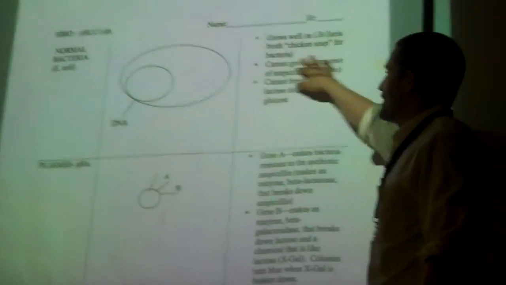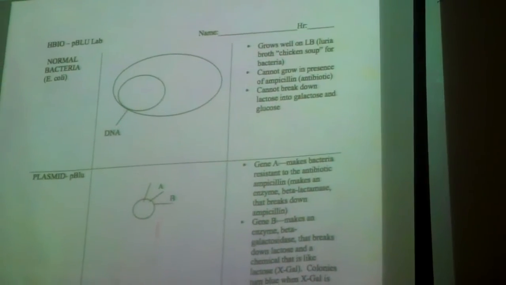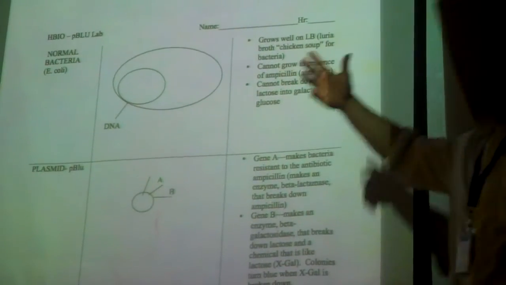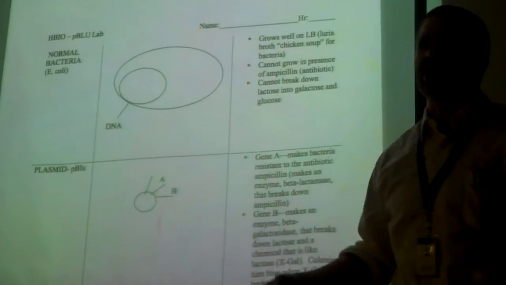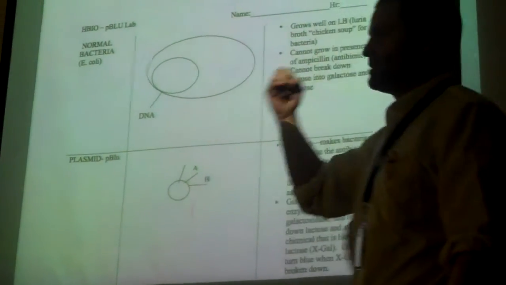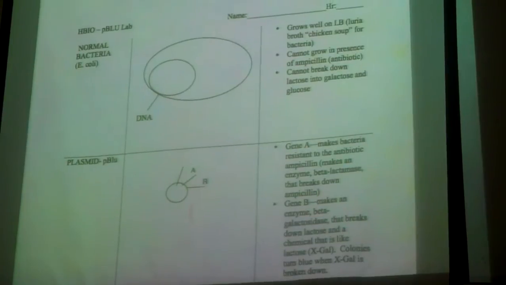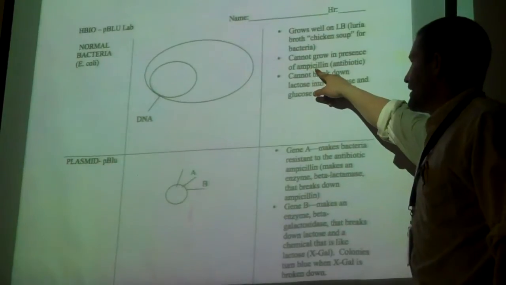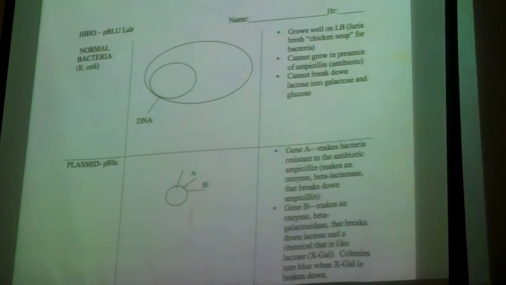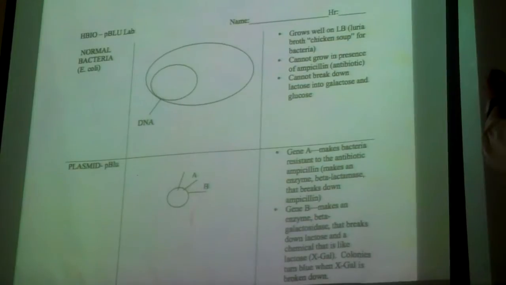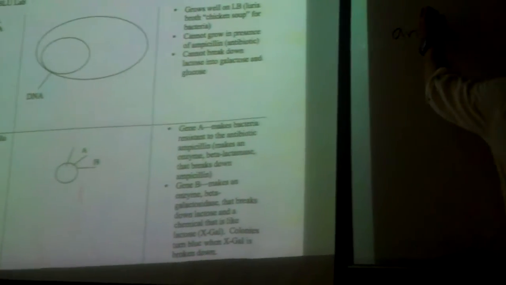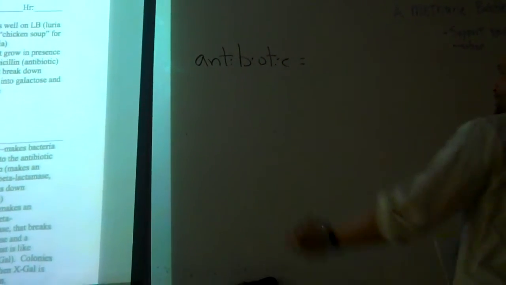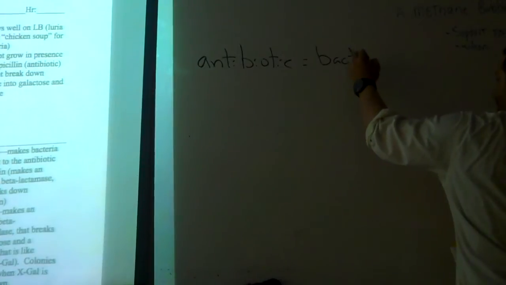My old friend who helped create this lab called this chicken noodle soup for bacteria. Basically, bacteria love this and they grow like crazy on it. It's like a nutrient broth, everything they need to grow up big and strong and produce baby bacteria. So it cannot grow in the presence of ampicillin. You guys heard of penicillin? Similar. It's an antibiotic. It kills things that don't have its plasmid. Simply put, it's a bacteria killer.